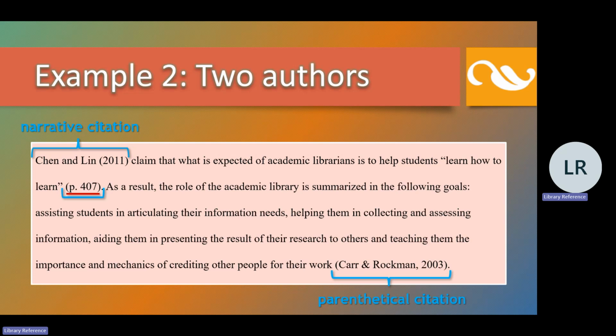The answer is that if we read our sentence, what do we see? Chen and Lin claim that what is expected of academic librarians is to help students "learn how to learn." This "learn how to learn" is enclosed in double quotation marks, which means that this is a direct quotation. And as we mentioned earlier, if we have a direct quotation from a source, then we also need to provide the page number at the end of the sentence.